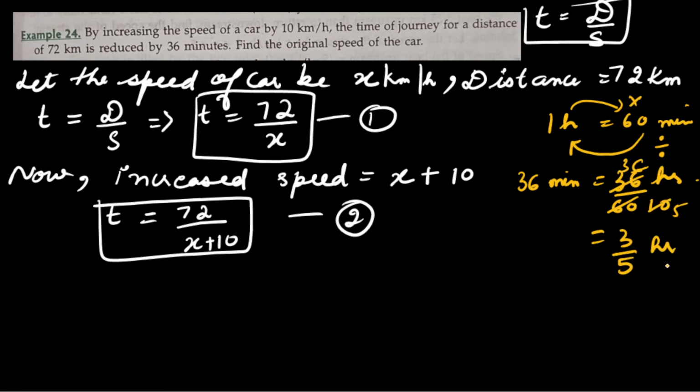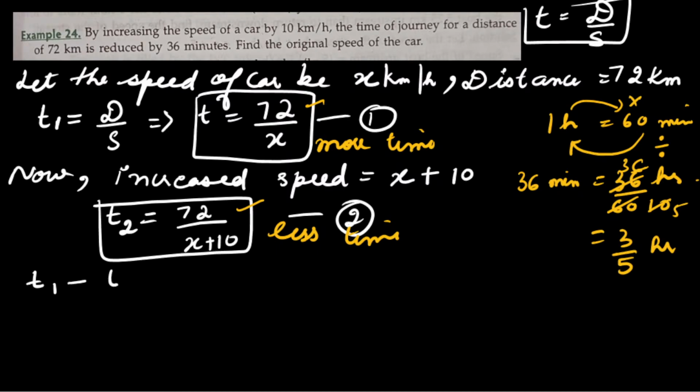3 by 5 hour. Now we know this thing: when a person is traveling at this speed, it will take less time, and here it will take more time. This speed will take less time. So from more time, if I subtract, let's say this is T1 and this is T2, if I do T1 minus T2, what is the time difference given to us? 36 minutes. 36 minutes is 3 by 5 hours. So time difference.